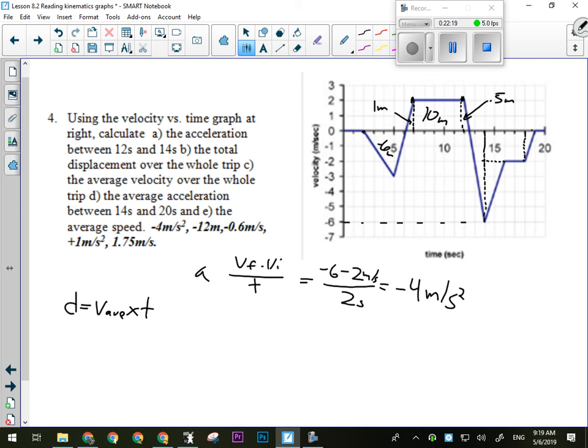Then I've got this long skinny triangle that's 1.5 seconds on the base. And it's -6 high, so -6 times 1.5 is 9, divided by 2 is 4.5, but that's negative.